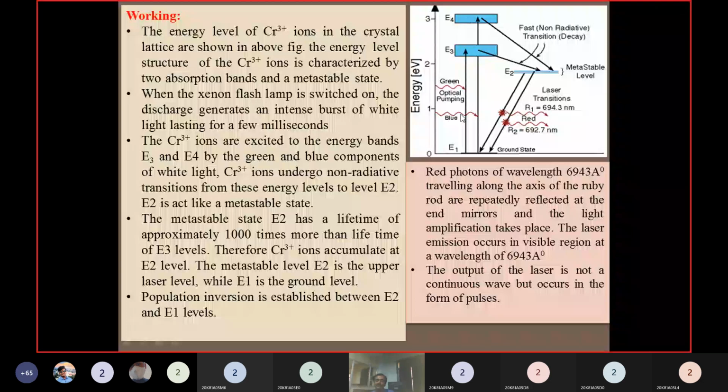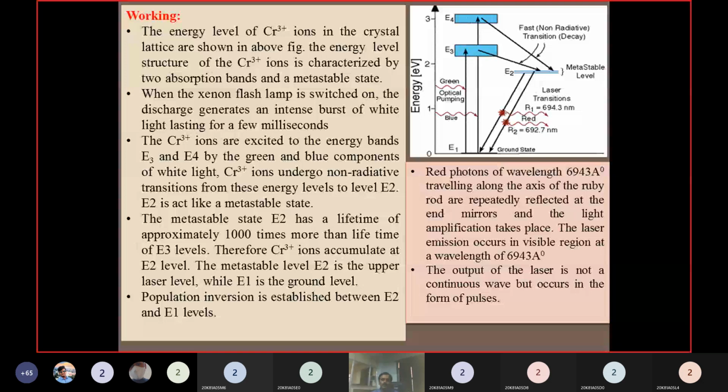One disadvantage is that the output of the ruby laser is not a continuous wave, but occurs in the form of pulses. So this is about the working of the ruby laser.